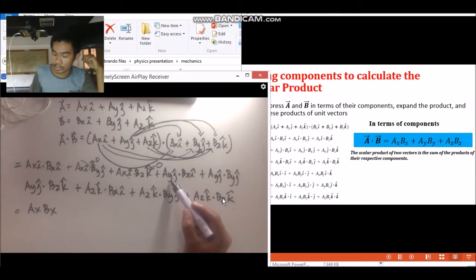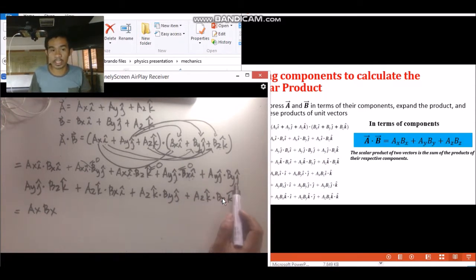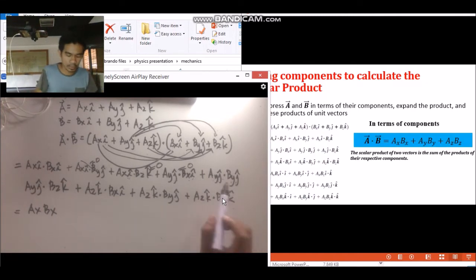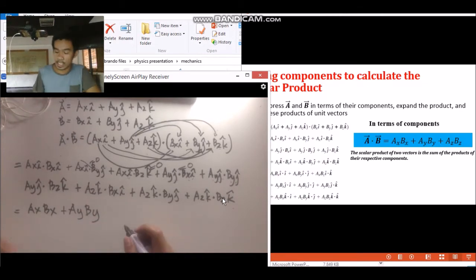How about ay j hat and bx i hat? j hat and i hat are perpendicular to each other, then this is equal to 0. How about j hat and j hat? They are parallel. They have the same direction. The angle between them is 0, then j hat dot j hat equals 1, then multiply by ay by. So we have plus ay by.